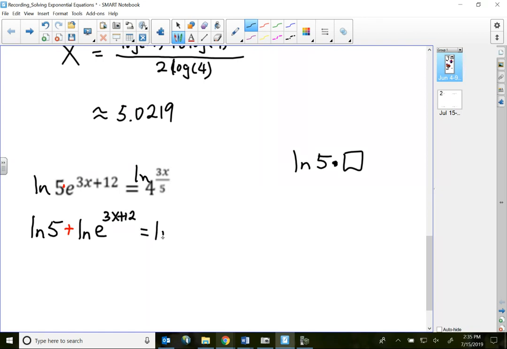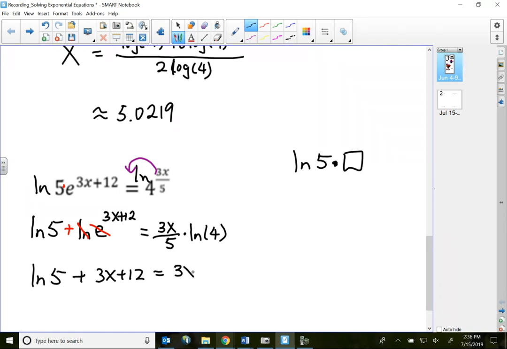Is equal to natural log. Oh, power rule. Power rule says the exponent will actually come to the front, becomes a product with a natural log. So that'll be 3x over 5 times natural log of 4. All right, here, natural log and e for this term cancel out. So I just end up with natural log of 5 plus 3x plus 12 equal to 3x over 5 times natural log of 4.